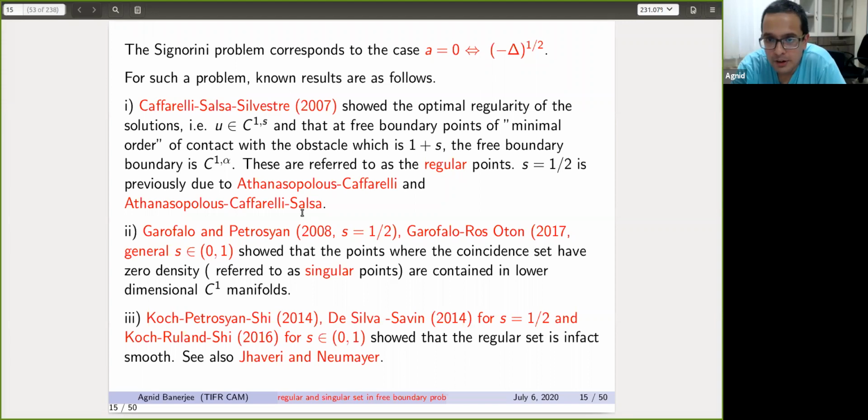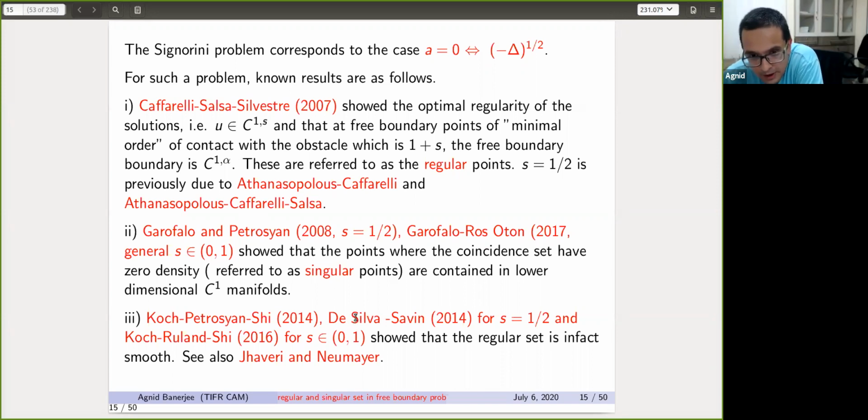And finally, you would want to understand whether you have higher regularity of the regular part of the free boundary, because Caffarelli, Salsa, and Silvestre were only able to show that it is C^{1,alpha}. In fact, that is already a lot. But nevertheless, you are interested in the question of higher regularity, and that was addressed much later. First by Koch, Petrosyan, and Shi for s equals half, where they were able to successfully adapt the Hodograph transform of Kinderlehrer and Nirenberg to this thin obstacle problem. But I should mention that it's really not the Hodograph transform, but a certain partial version of it, and it's quite deeper in a certain sense.